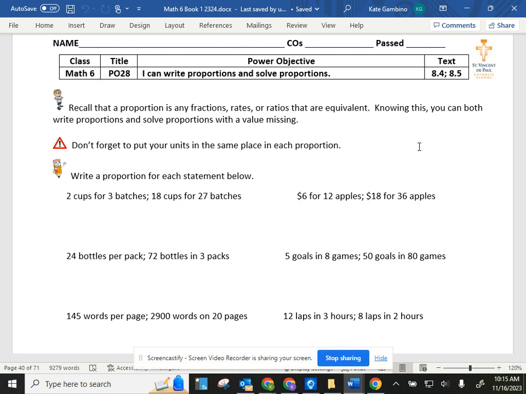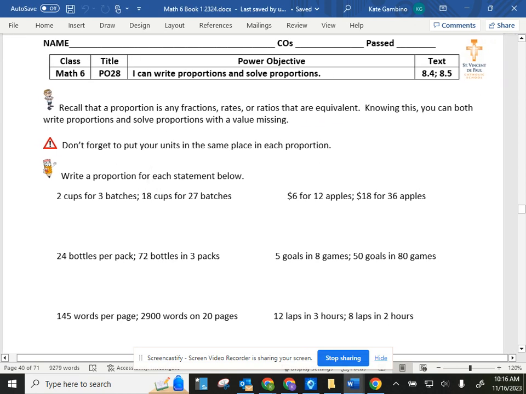All right, so PO28. I can write proportions and solve proportions. A proportion is fractions, rates, or ratios that are equivalent. So we have been working on those equivalent things, multiplying or dividing by the same number. Now we're going to work with those as a proportion. It's a new word for what we've been calling equivalent. It's the same thing. Proportions are equivalent fractions. So knowing this, you can write proportions and solve proportions with a value missing.